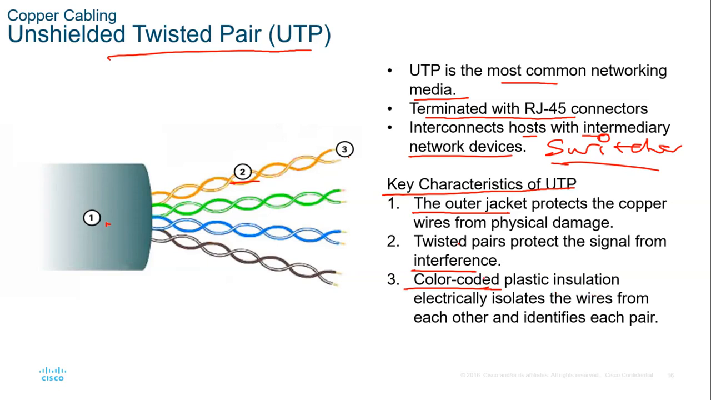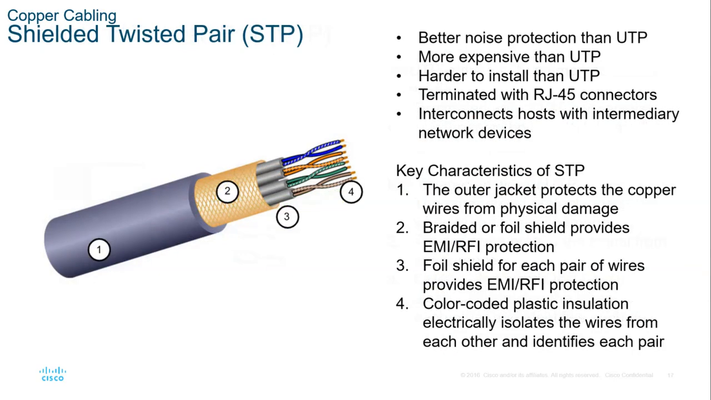Plastic insulation can act as an insulator. Insulation electrically isolates the wires from each other. So the color is the outer part of this. It's the insulator, and the color helps to isolate the wires from each other and identify each pair.